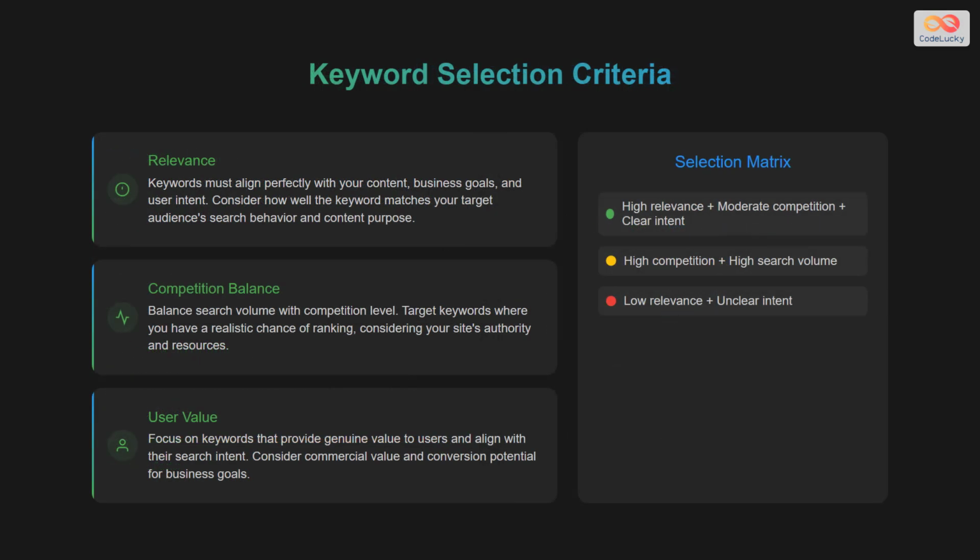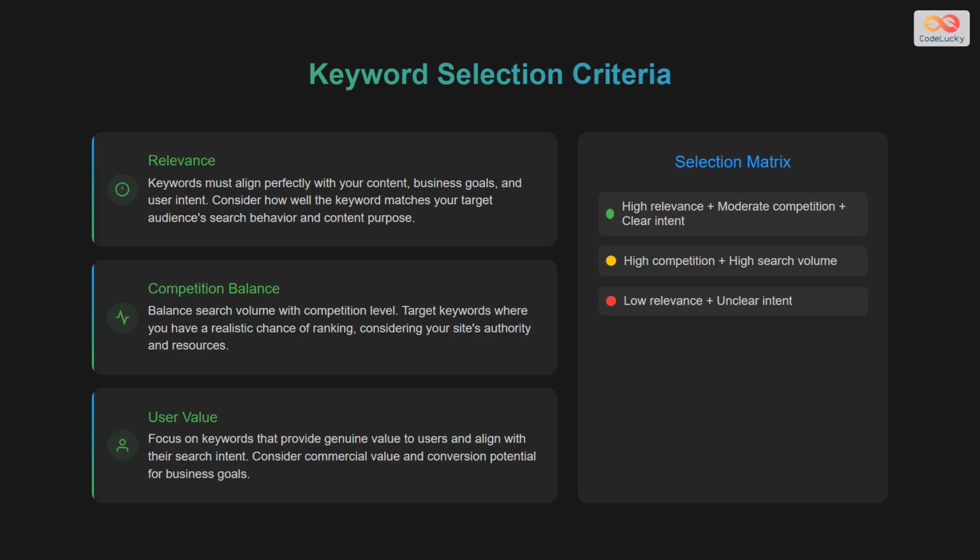When selecting keywords, consider these important criteria. First is relevance. Keywords must align perfectly with your content, business goals, and user intent. Consider how well the keyword matches your target audience's search behavior and content purpose.